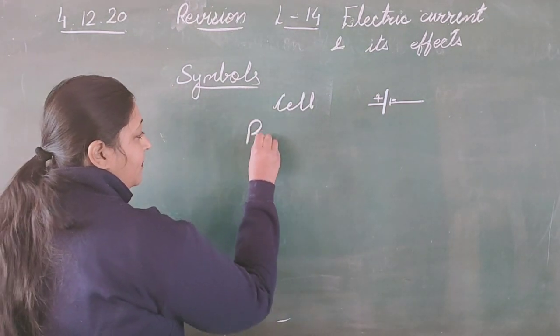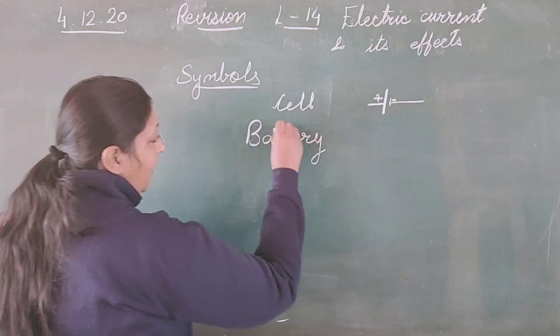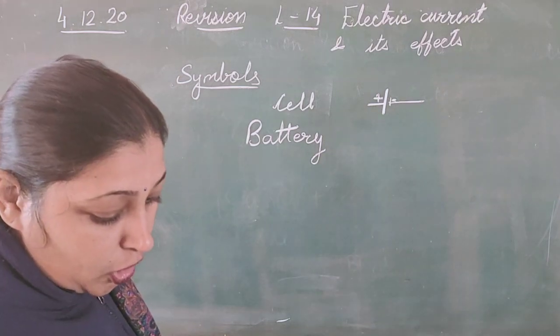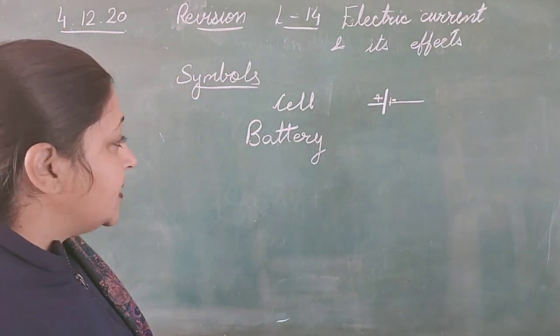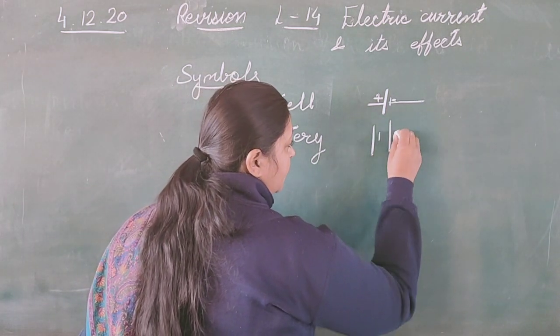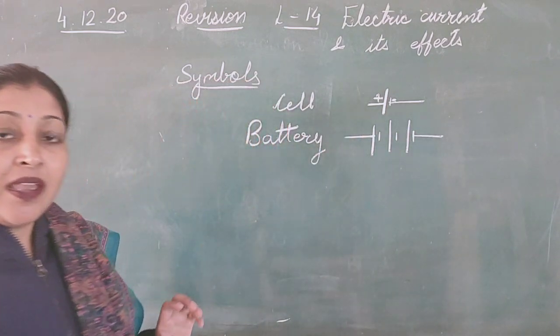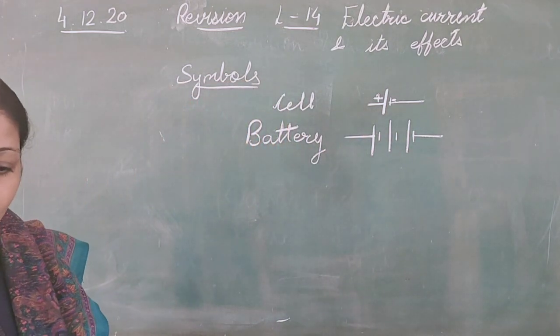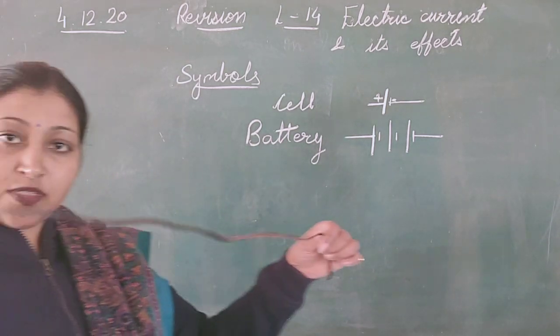And when we combine two or more cells, we call it a battery. We are all using this battery. Do you all use this battery? What is this battery? It is nothing but a combination of two or more cells. And we can draw it like this. This represents the battery.